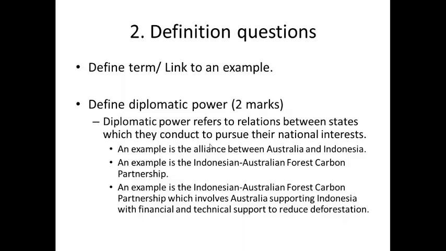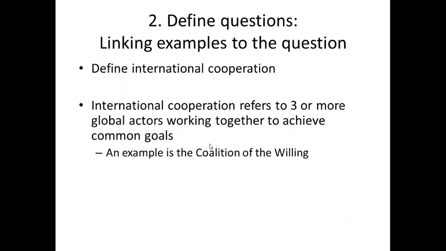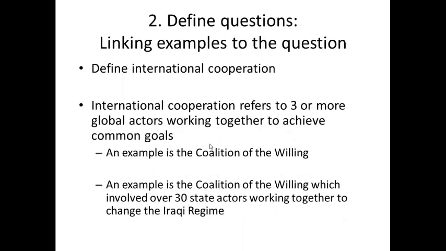These are our easiest questions, define questions. An example which is linked back to the defined term is going to guarantee you the marks. So we don't want to lose any small marks because of laziness. Here's another example of that, on the PowerPoint. An example is the coalition of the willing, which involves over 30 actors working together to change the Iraq regime. So the working together links back to the term international cooperation.